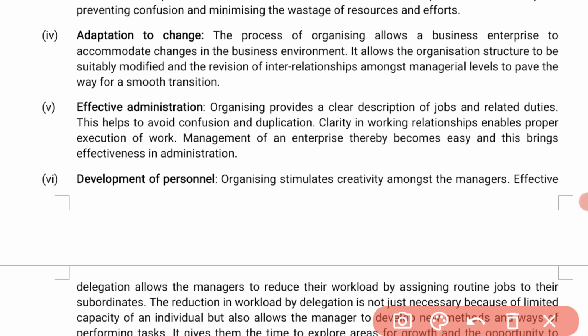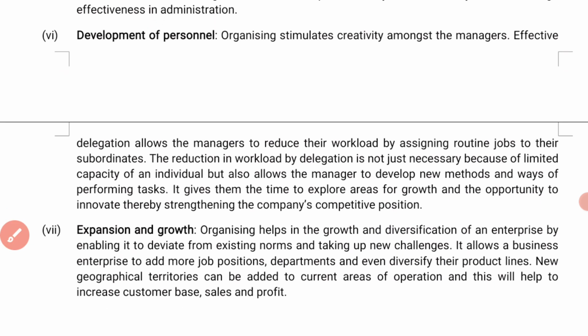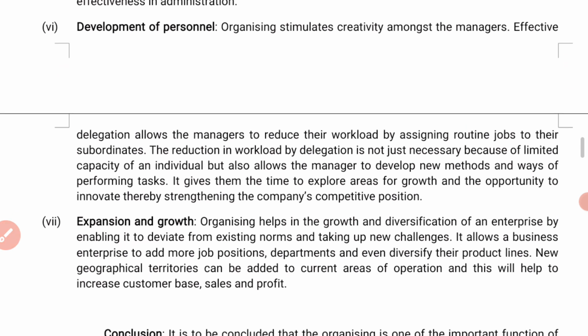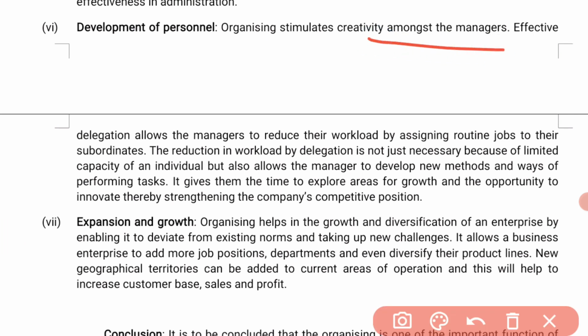And next, that is development of person. Organizing stimulates creativity amongst the managers. Yes, organizing is one of the creativity which is to be done amongst the managers. Effective delegation allows the managers to reduce their workload by assigning routine jobs to their subordinates. So the managers can reduce their work by assigning that particular job to the subordinates, meaning workers.